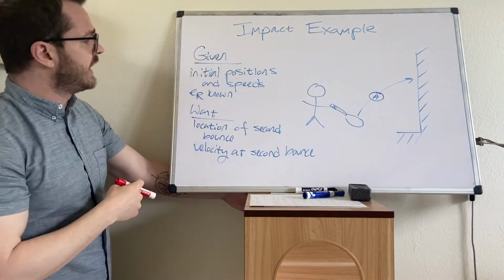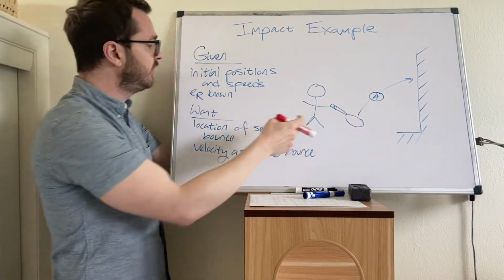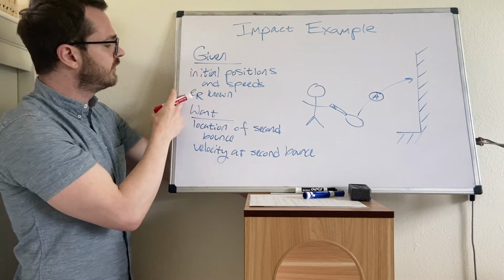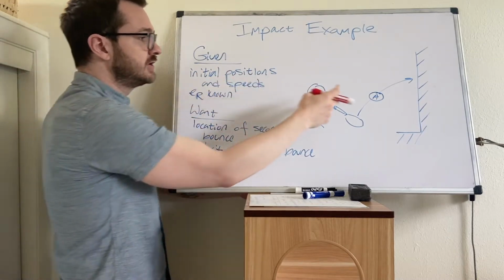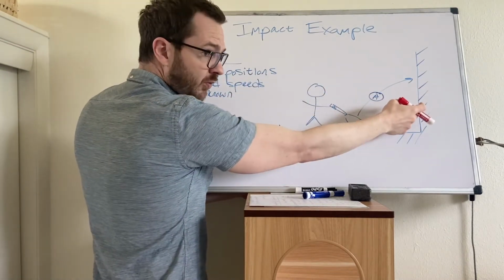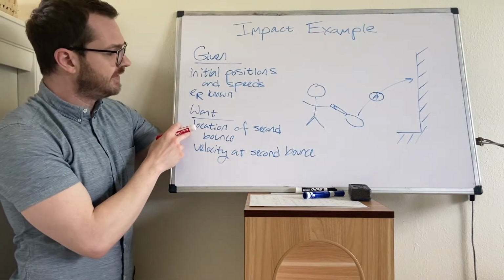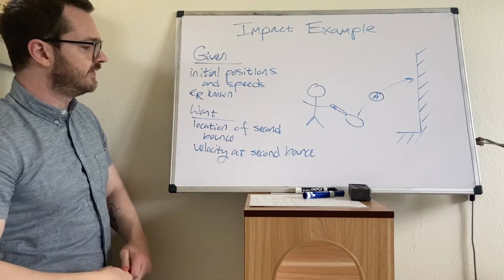The information that we have: we know the initial position, so where the ball is when it leaves the racket, and we know its initial speed. Also, we're going to say that we know some coefficient of restitution for the interaction between the ball and the wall. What we want is the location of the second bounce point, and also the velocity going into the second bounce.